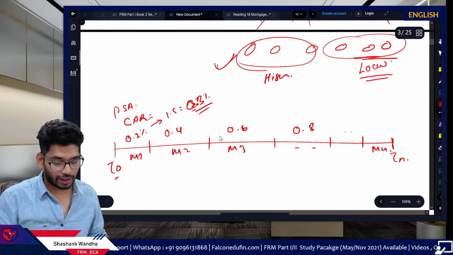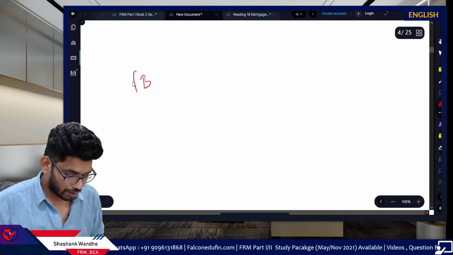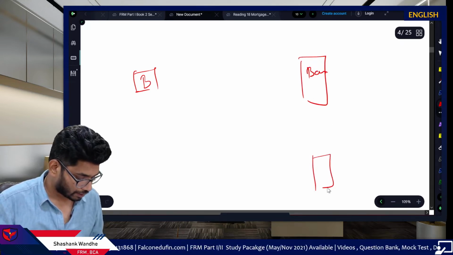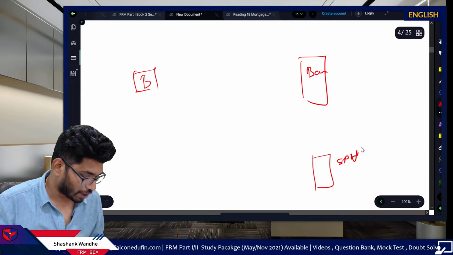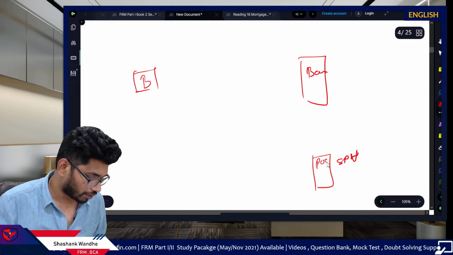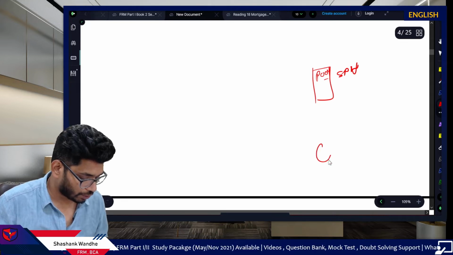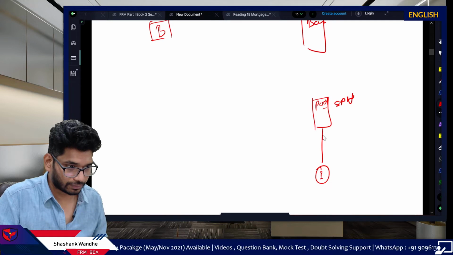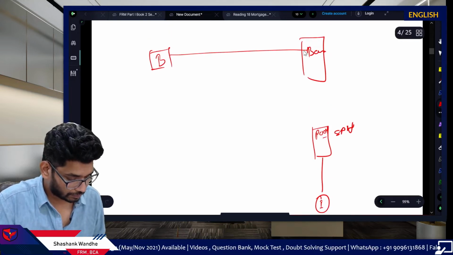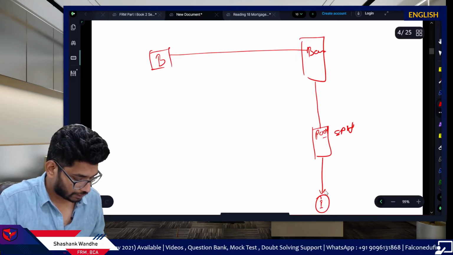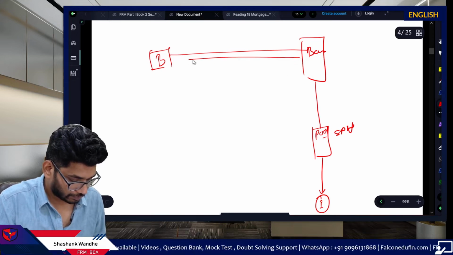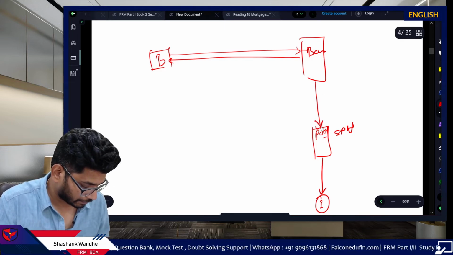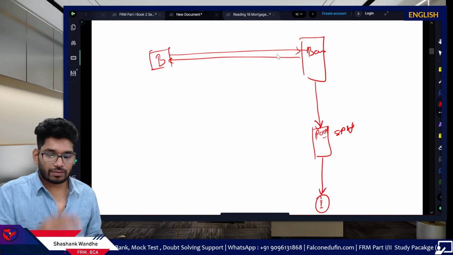Now agency MBS. We'll go back to our discussion. This is the borrower. This is the bank. This is the SPV, special purpose vehicle or pool, and you have the investor here. So this is the general model.